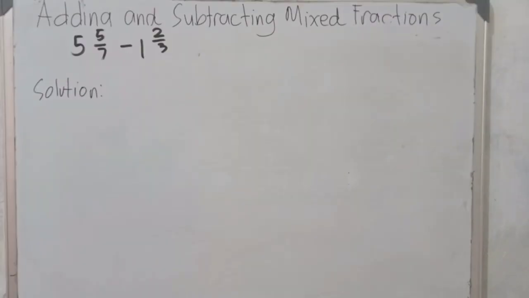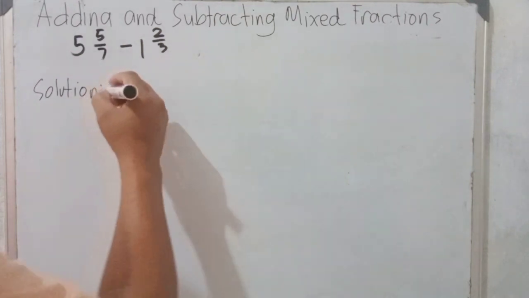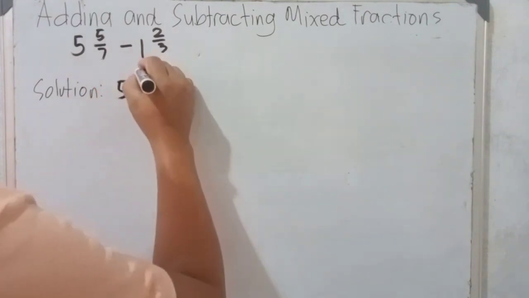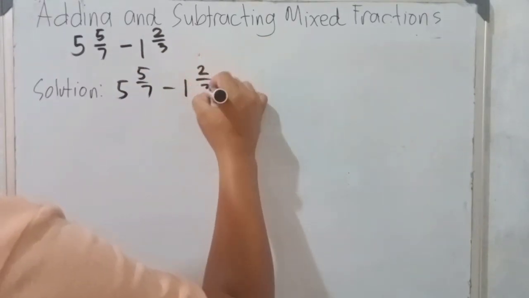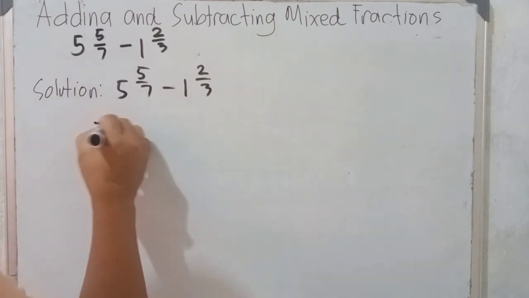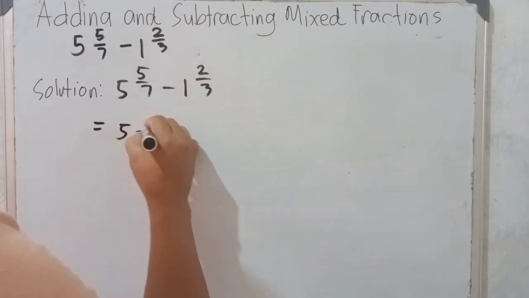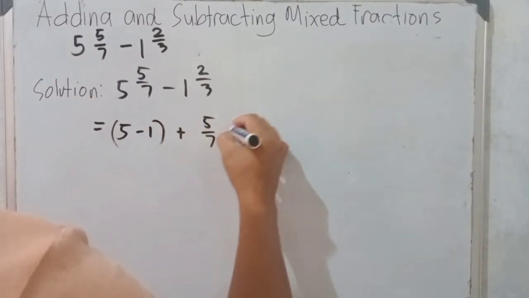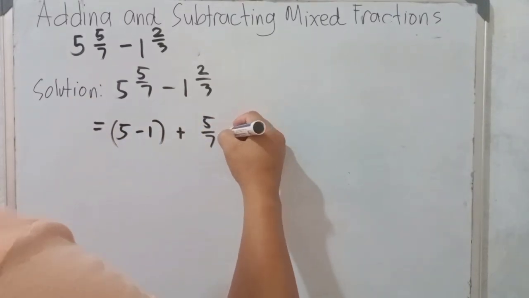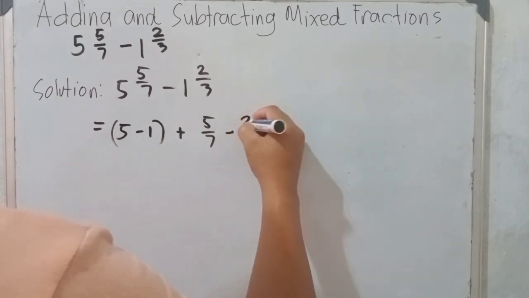Okay, another example is 5 and 5 over 7 minus 1 and 2 thirds. The steps are the same, guys. Copy it again. 5 and 5 over 7 minus 1 and 2 thirds. We separate the whole number again. 5 minus 1 plus 5 over 7 minus 2 thirds.